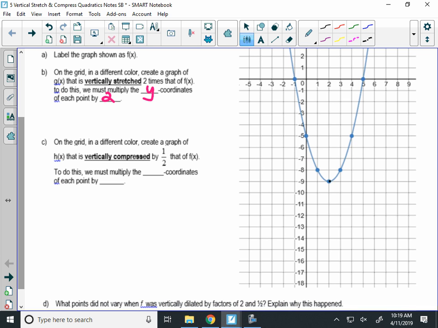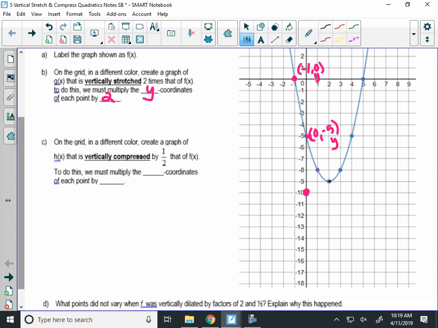Let's start here on the left. The ordered pair is (−1, 0). The y value is 0. When I multiply 0 by 2, it stays at 0. If I come down here to this point, that's (0, −5). I wrote it backwards. The y value is negative 5. When I multiply negative 5 by 2, I'm at negative 10. So I'm going to move this down. The x stays the same.